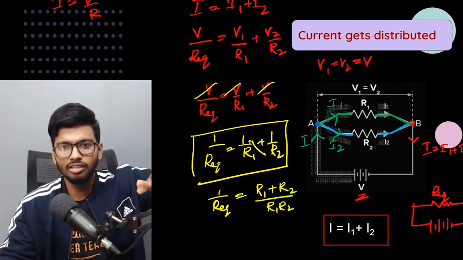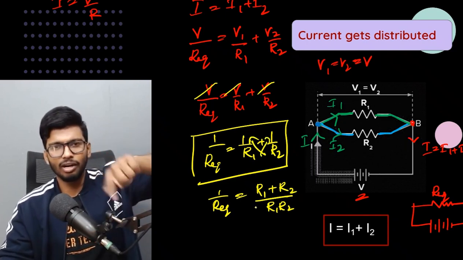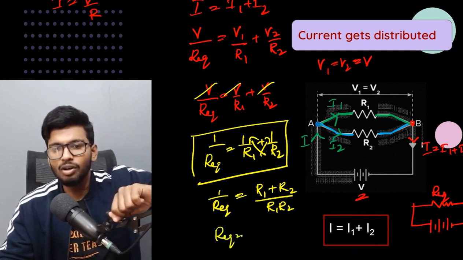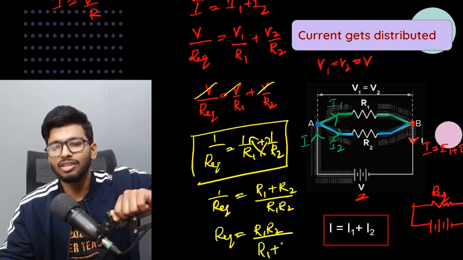You're cross multiplying this into this, this into this. So when you cross multiply, this is what you're going to get. R1 plus R2 is divided by R1 into R2. But this is 1 by R equivalent. So what is R equivalent equal to? R equivalent is equal to R1 R2 divided by R1 plus R2.